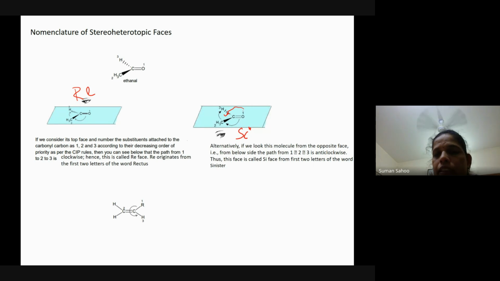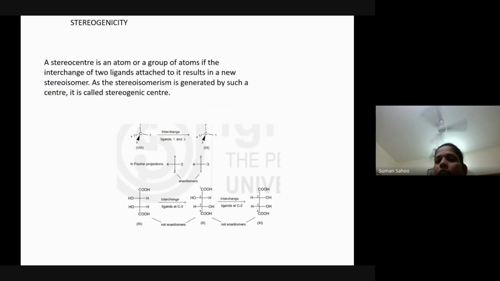Re is from rectus and Si is from sinister. So this is the nomenclature of stereoheterotopic ligands as well as faces. Next comes your stereogenicity, or the study of stereogenic centers or stereogenic compounds. So what is a stereocenter?